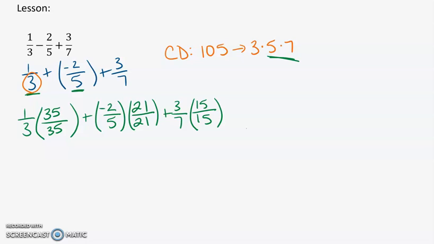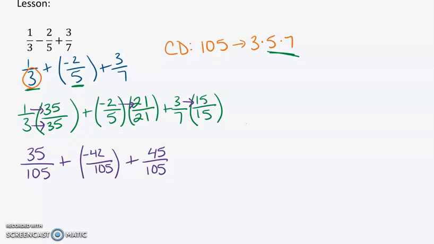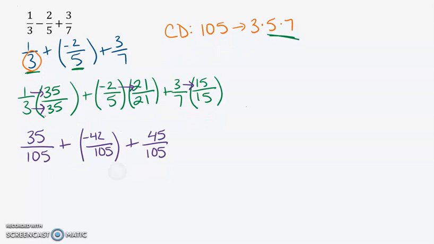All right, so now I need to actually multiply these fractions out. So 1 times 35 is 35, over 3 times 35 is 105, plus negative 42 over 105, plus 45 over 105. Now the great thing here is that we know all of those are going to multiply to give us 105, and if we don't, we've messed up somewhere.